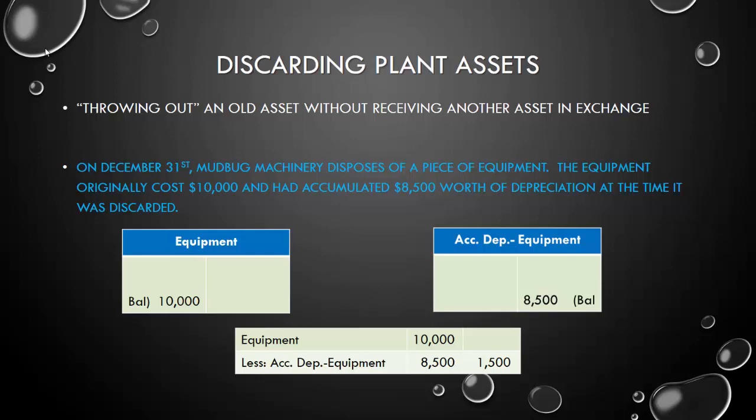There's our T accounts, and when we report this on our balance sheet, we're going to say that the book value of this piece of equipment is equal to its historical cost minus the amount of depreciation on it, $1,500. So we're saying that it's worth $1,500, but we're getting rid of it.